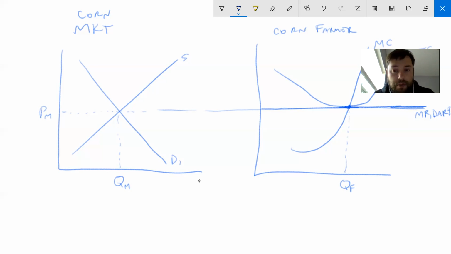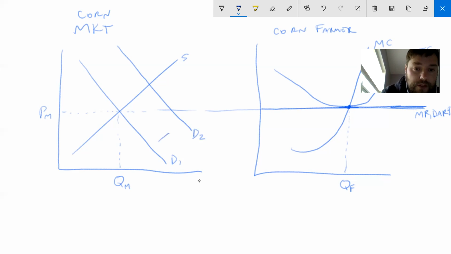Then we had part B, where all of a sudden there is a shift in increased demand for ethanol, right? Now corn is used in the production of ethanol. So corn being an input, right? The corn market is going to be affected by the increase in demand for ethanol. So how does that show up in the market? Well, we have a new demand.